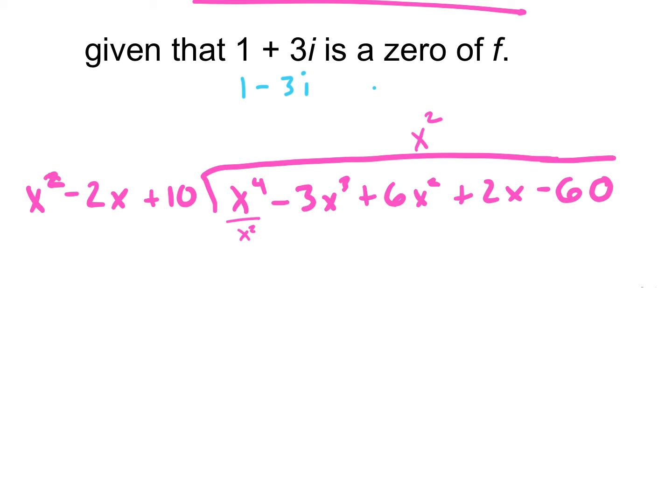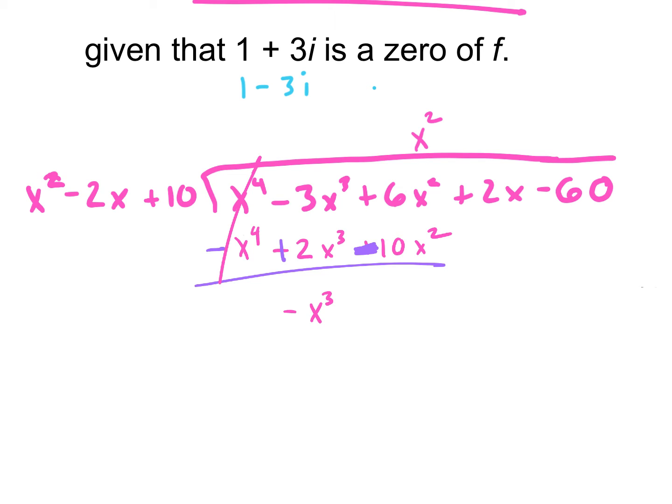So this would be x squared times x squared, which is x to the 4th power. x squared times negative 2x, which is negative 2x to the 3rd power. And x squared times 10, which is plus 10x squared. I have to change the signs here, so this becomes negative, plus, minus. Add them together. So these cancel. Here I have negative x cubed minus 4x squared. What do I do next?